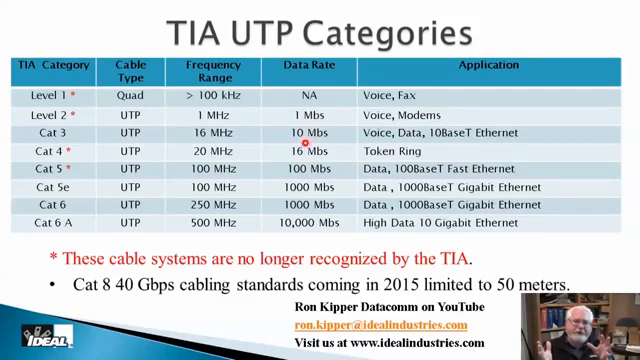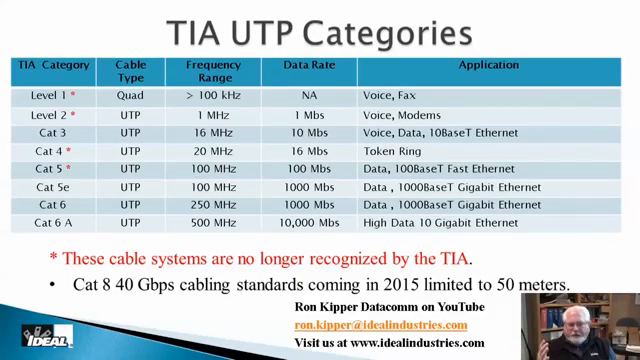And the other key parameter here is the data rate, or the information carrying capacity of the cable. You'll find a lot of these cable systems were designed for certain applications like 10BASE-T Ethernet systems or 100BASE-T, or whatever system it was trying to support.